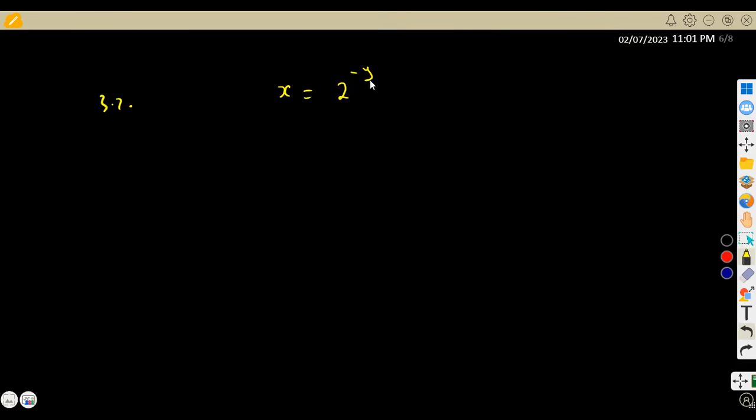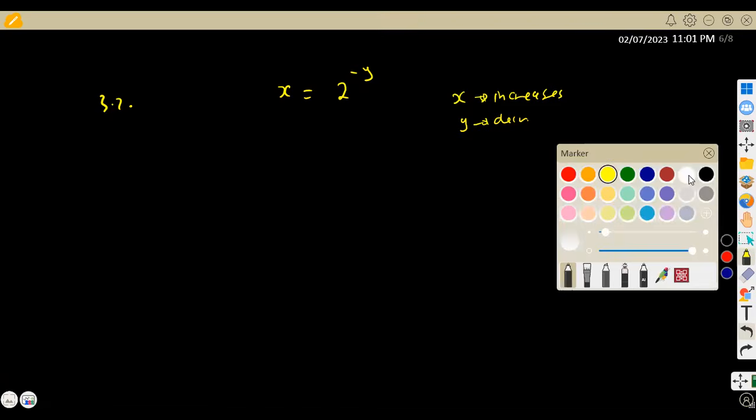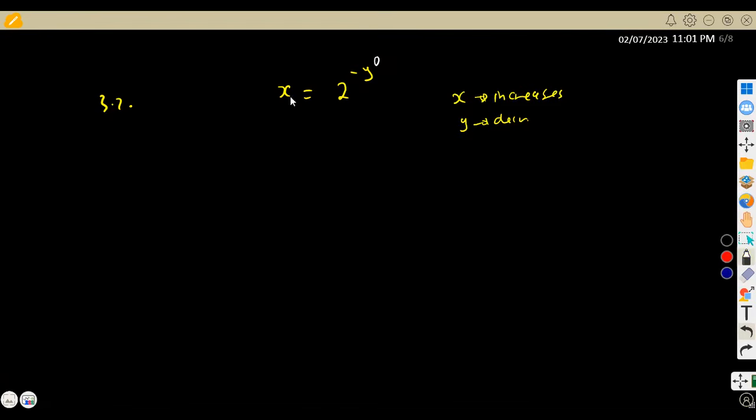As the values of x increase, y is decreasing. That's like an inverse, y is negative here. So as x increases, y decreases. And on the condition that y is equal to 0, if you substitute y being 0 here, x is going to be 2 to the exponent of 0, which means x is going to be 1 at that moment.